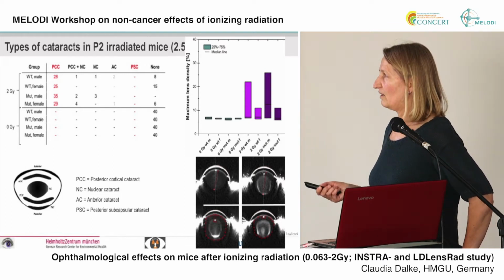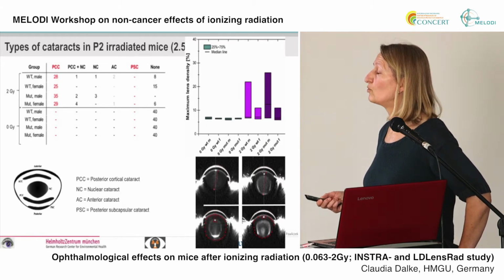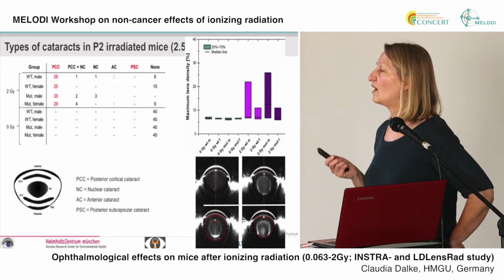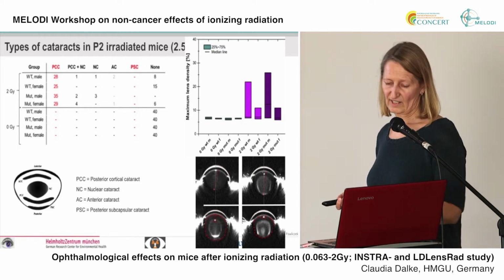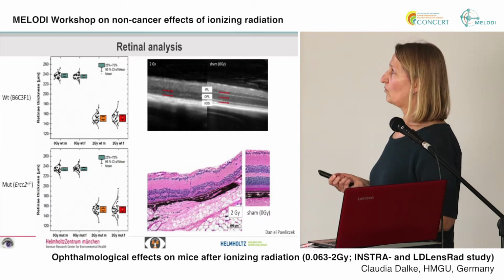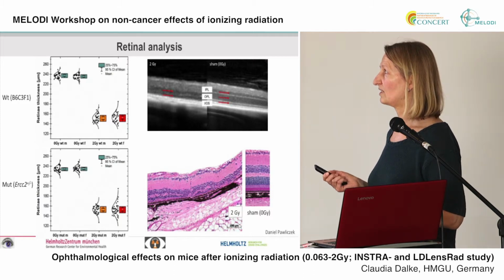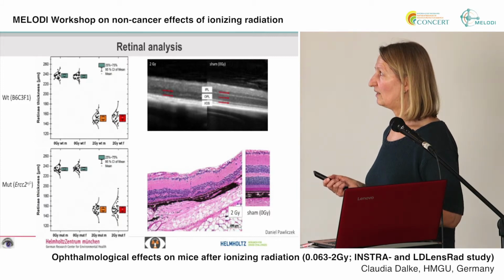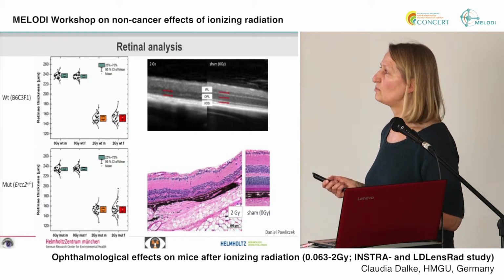Especially for the cortical cataracts, after we irradiated these neonatal mice with 2 gray, we found in nearly all of them some clouding in the lens. What we found also is that the retinal analysis shows differences in the retinal layers after 2-gray irradiation at P2. You can see this in the OCT picture already.